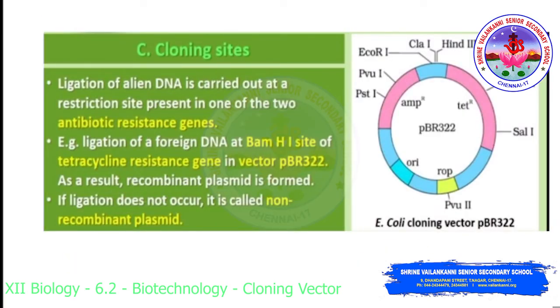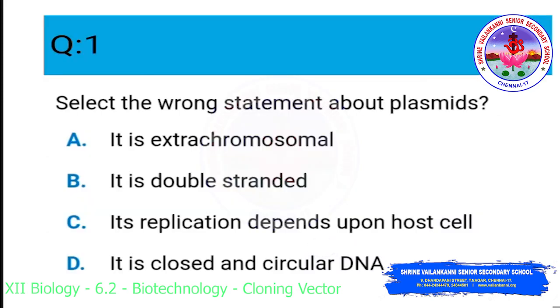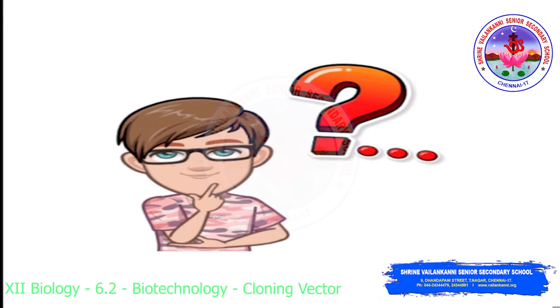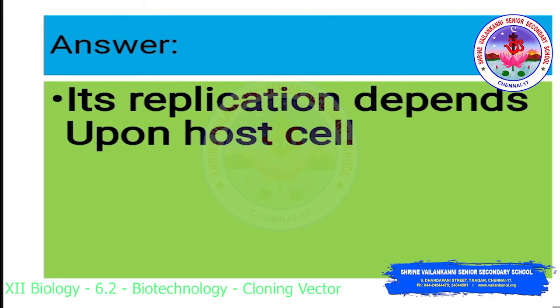Till this cloning site we can stop. Now I have a question for you. Question number 1: select the wrong statement about plasmid. It is extrachromosomal; it is double stranded; its replication depends upon the host cell; it is a closed circular DNA. Think, and now check the answer. The wrong statement is that its replication depends upon the host cell.